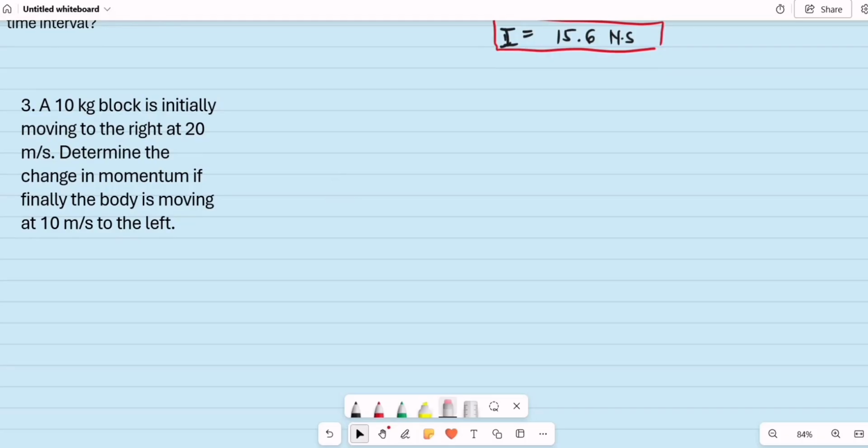Okay, so let us proceed to example number 3. We have a 10-kilogram block initially moving to the right at 20 meters per second. Determine the change in momentum if finally the body is moving at 10 meters per second to the left. So the requirement is the change in momentum. How do we compute for the change in momentum? It is equal to the final momentum minus the initial momentum.